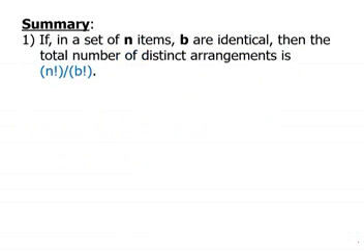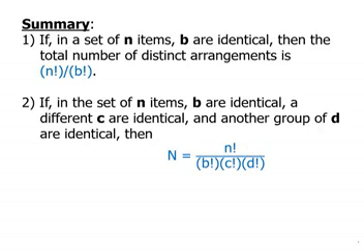In summary, if in a total set of n items b are identical, then the total number of distinct arrangements is n factorial divided by b factorial. If in the set of n items b are identical, a different group of c are identical, and a different group d are identical, then we divide n factorial by the product of all those individual factorials.